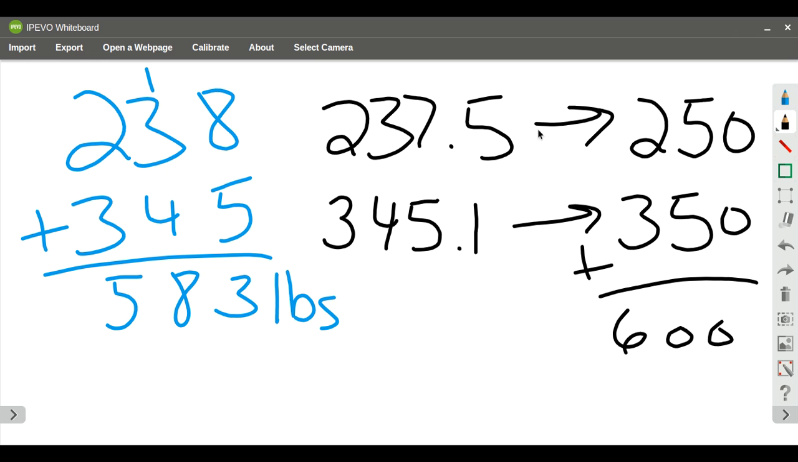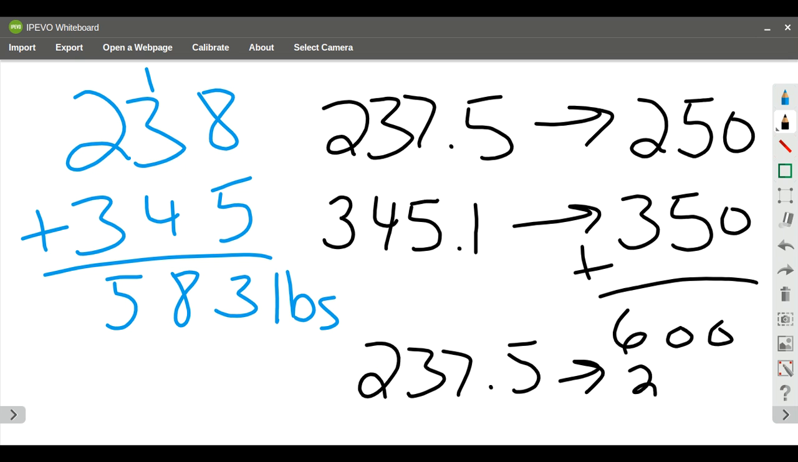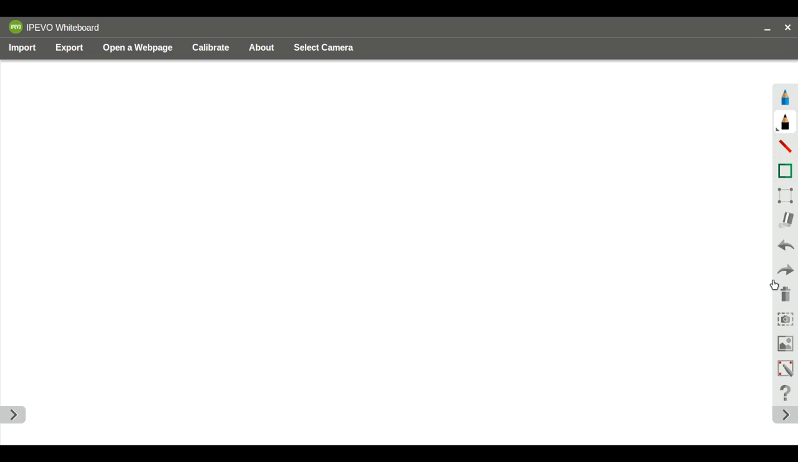This method of using compatible numbers is not going to be as close as when I round to the nearest whole number. Another compatible number that I could have used for 237 and a half was 240. If I round to the nearest tens place when I have a decimal, that would give me a compatible number. When I'm rounding to the nearest whole number, that is rounding. Okay, so let's take a look. Let's flip to the next page.